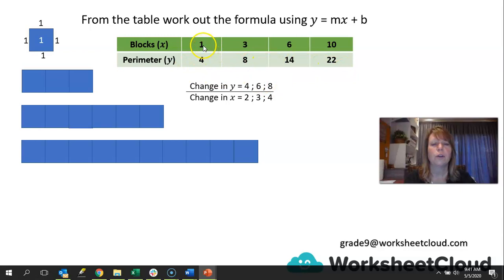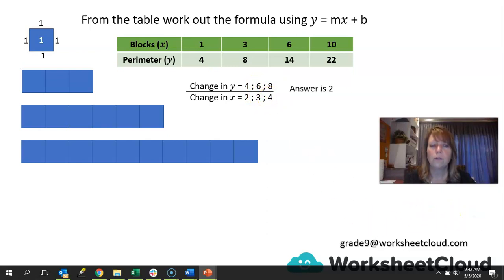Now for your x value, you're going to look at the number of blocks. 1 to 3 is 2, 3 to 6 is 3, and 6 to 10 is 4. Okay, so we've got the change in y over the change in x. Like I said, these are fractions, so now we simplify the fractions. 2 goes into 4 twice, so this change is 2. 3 goes into 6 twice, so this changes also to 2, and 4 goes into 8 twice, so this changes to 2. So your answer is 2.